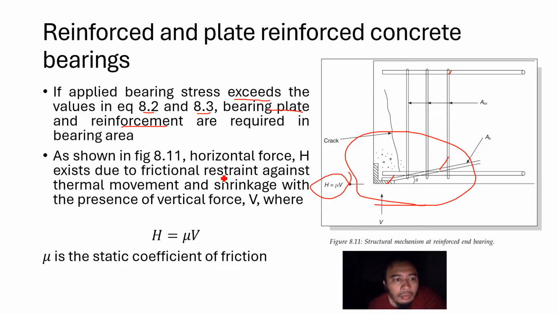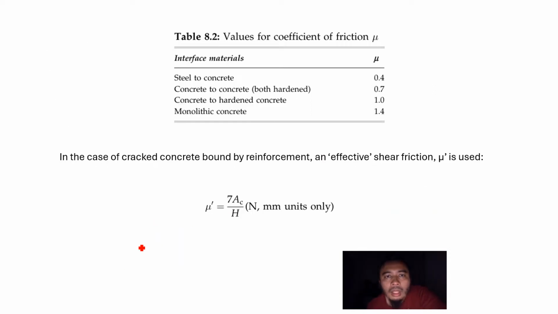Horizontal force here exists due to frictional restraint against thermal movements. You have thermal movement and shrinkage with the presence of vertical force. The beam is heavy, so there is self weight, and then the thermal movement due to changing temperature will cause horizontal forces that need to be kept in your design. To calculate that, we correlate with the vertical force: vertical force times the static coefficient of friction gives you your horizontal value. So these are the values.